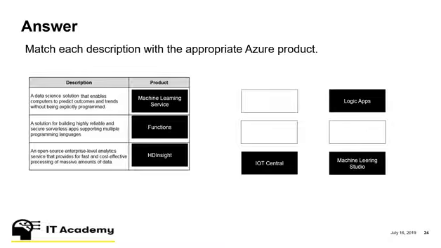A solution for building highly reliable and secure serverless applications supporting multiple programming languages. So for me, the call out phrases there were serverless apps and supporting multiple programming languages. Azure Functions allow us to write code in Python, C#, or Java, or a range of other programming languages as well. When we take an Azure function, we basically take that code and it runs in its own little environment. It almost feels like it's independent of a server. So Azure Functions is the most correct answer for that.